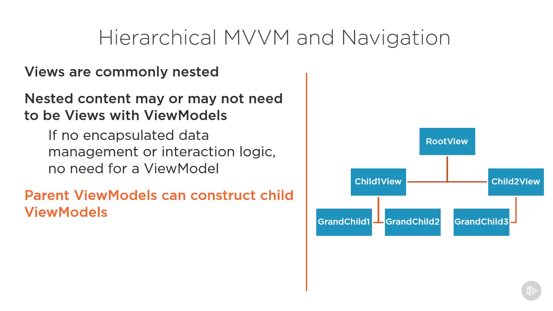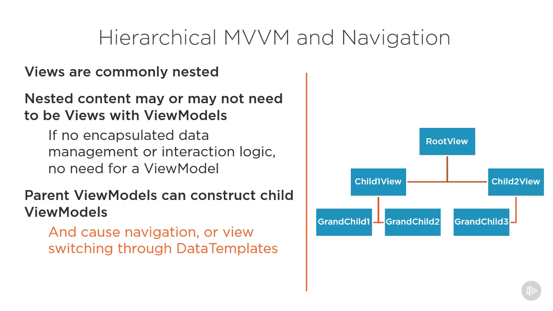However, if there's justification for having a view model for a child view, then one way to structure things is to form a view model hierarchy that mimics the view hierarchy, and use view model first construction with data templates as the way to set up that hierarchy. We'll implement this in the demos coming up shortly.